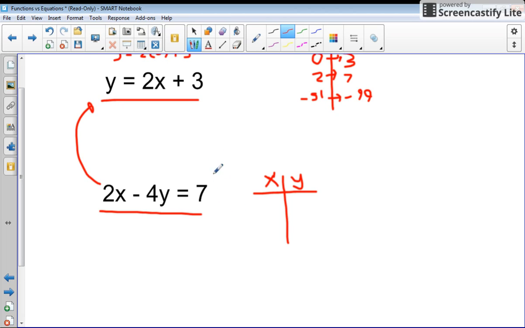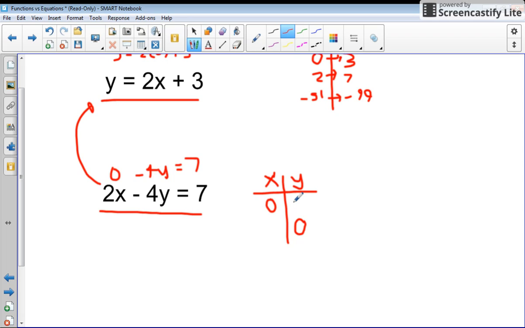The easiest solutions are going to come from the easiest numbers, and the easiest number you can plug in is 0. I'm going to plug in 0 for x first. 2 times 0 is 0, and I get negative 4y equals 7. If I solve this, I just have to divide both sides by negative 4.